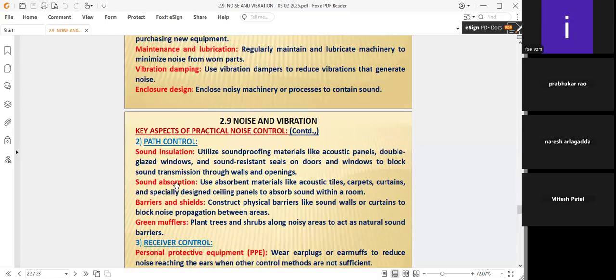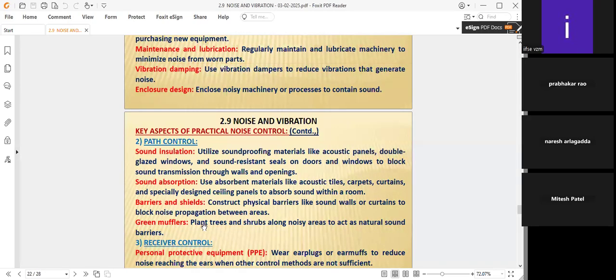And sound absorption is also taken care of. They use absorption materials like acoustic tiles, carpets, curtains, and specially designed ceiling panels to absorb sound within a room. So from the source to the receiver, these are the path controls, barriers to shield. Barriers are the shields, so that sound from the source does not reach the receiver end. The path controls also have to be taken care of.